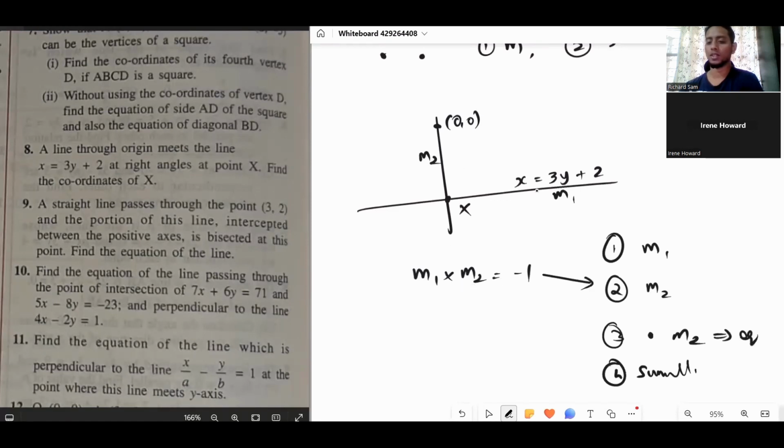3y, take the 2 to that side. So 3y is equal to x minus 2. Then take the 3 down, so y is equal to x minus 2 whole divided by 3. But take it separately. So what is m now? This is of the form 1 upon 3 x minus 2 upon 3. Whatever is multiplied with x is the m, right? So 1 upon 3 is multiplied with x. So we got m1.